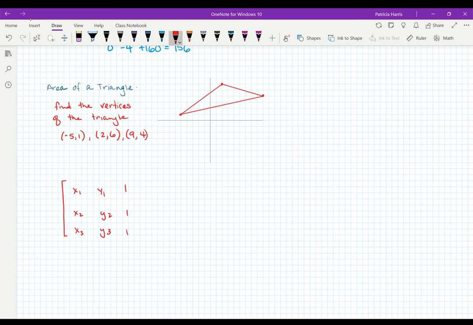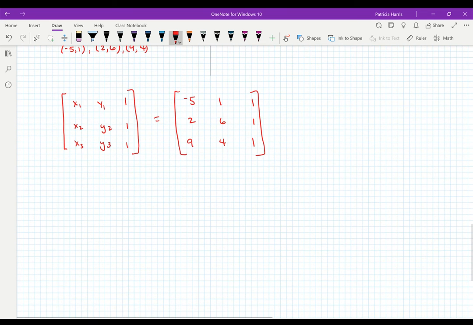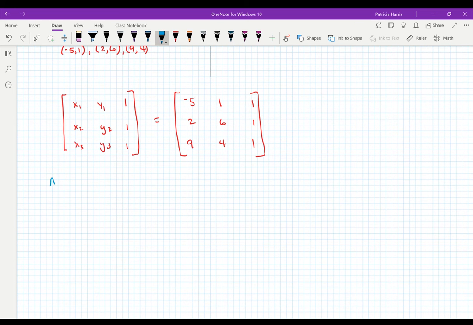And it's going to have ones, believe it or not. Okay, so our vertice matrix will look like this. Okay, so that's our vertice matrix. So to find the area of the triangle, we're going to use this formula right here. We're going to go positive and negative 1/2. Okay, and then we're going to find the determinant of our vertice matrix.